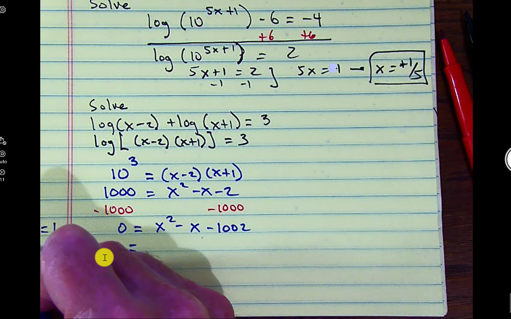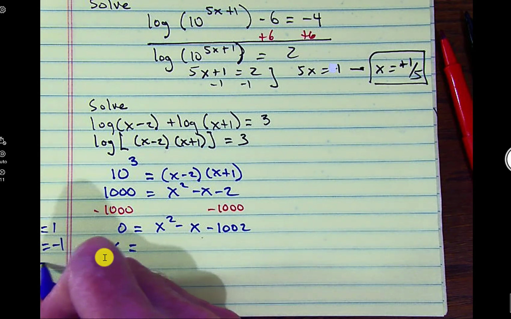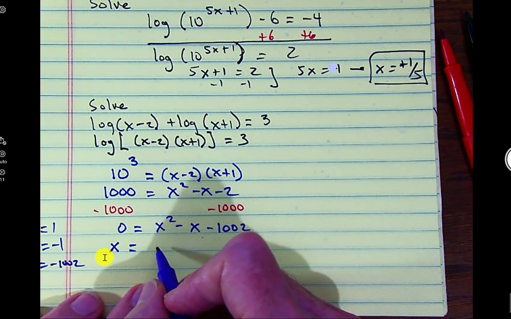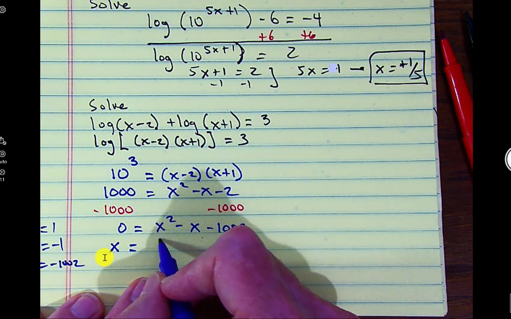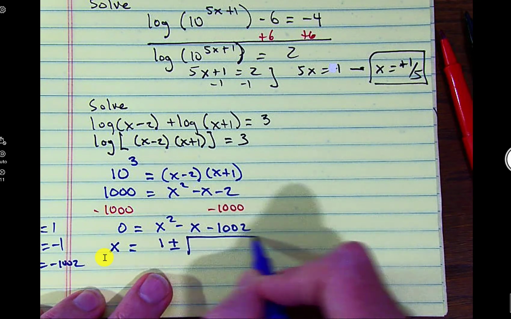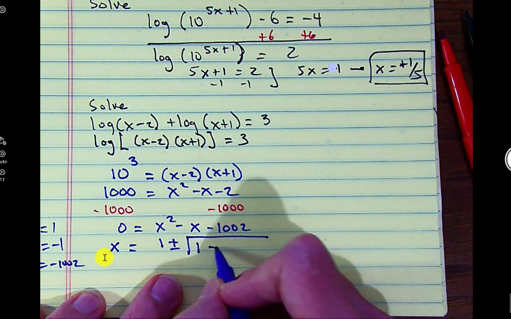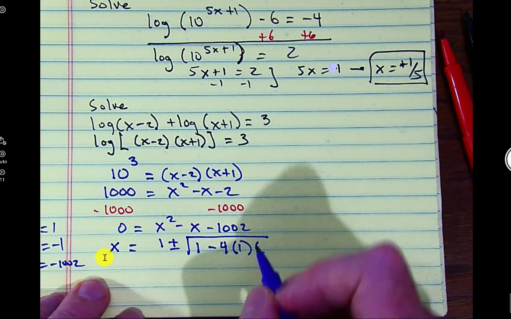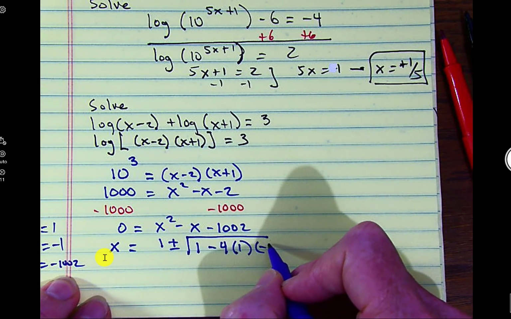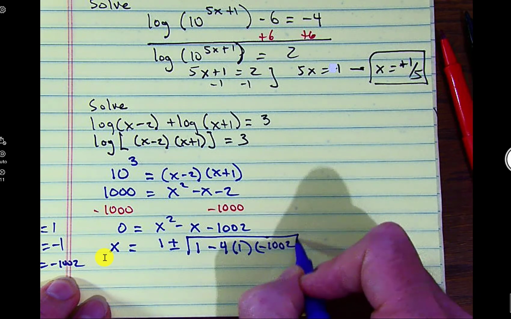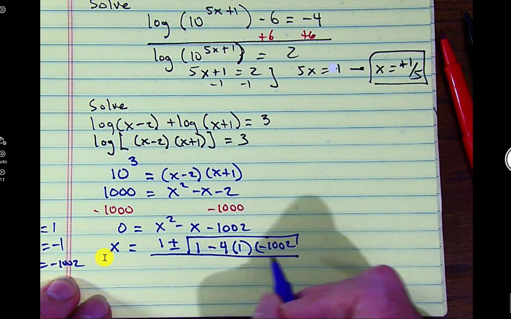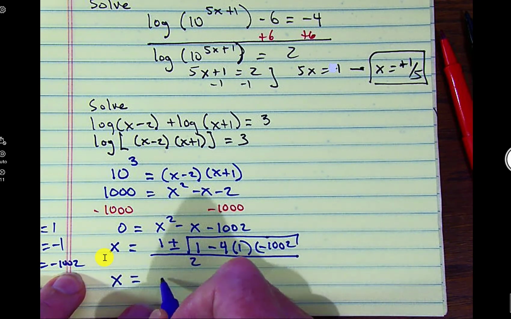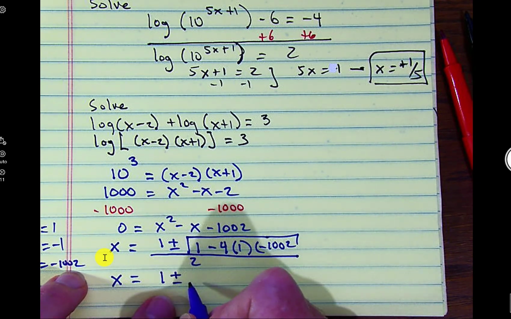A equals 1, B equals -1, C equals -1,002. So x equals -b, which is 1, plus or minus the square root of b squared, which is 1, minus 4 times a times c, all divided by 2 times a. And so x equals 1 plus or minus.